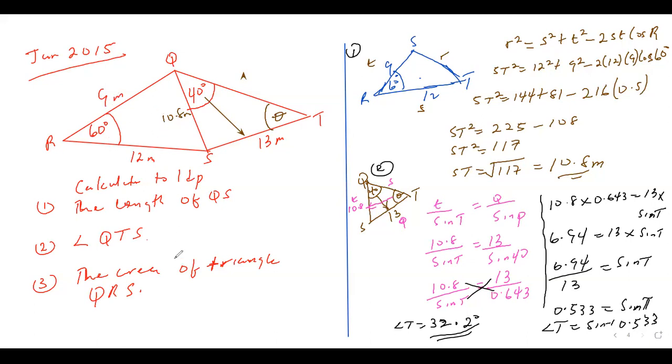Which format will I use? Half times A times B times the sine of the angle. So whenever you are given side, angle, side, and it asks you to find the area, you can always use the sine formula for area.